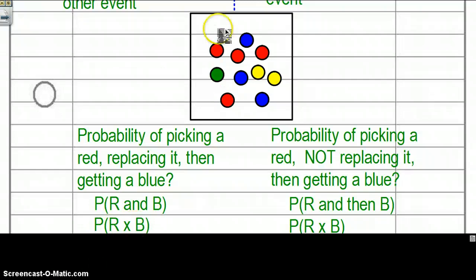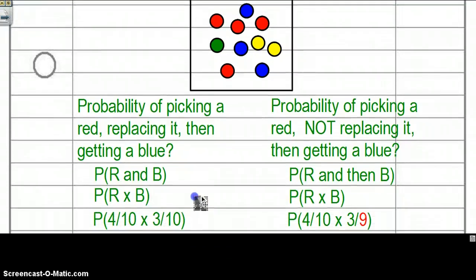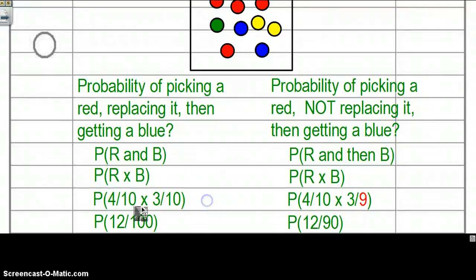So how many reds are there? Well, there's 4 reds out of 10 total. So when I write that, I'll put probability of red is 4 out of 10. Now the probability of blue is 3 out of 10. Now these don't really look like fractions because of the way they're written for the computer, but you can always write them more fraction-like. So multiplying fractions, that's no problem.